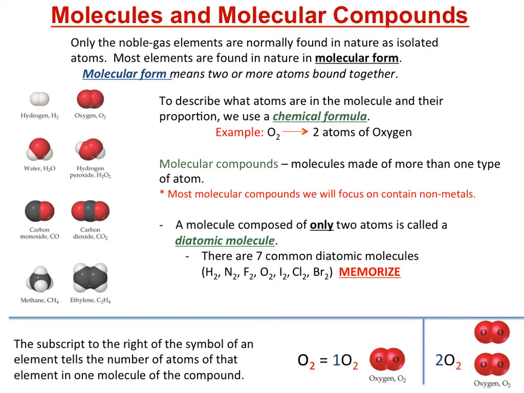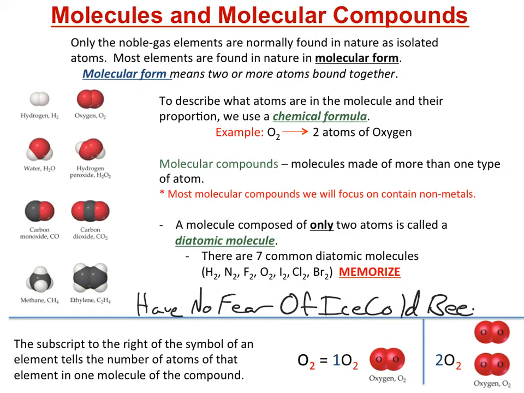And in this case, we could talk about hydrogen gas, nitrogen gas, fluorine gas. We have O2, I2, Cl2, and Br2. And I think the easiest way to remember this is that you have no fear of ice cold beer. This is probably the easiest way to remember it because in that case we have the hydrogens, the nitrogens, the fluorines, oxygen, iodine, chlorine, and bromine. So these are the different molecules and molecular compounds.